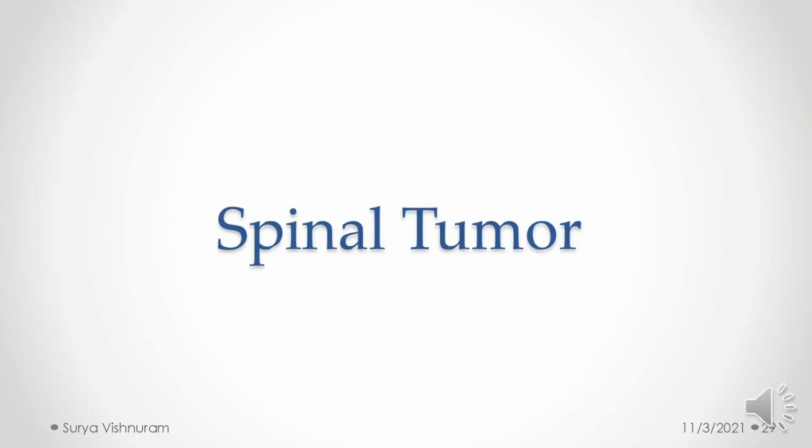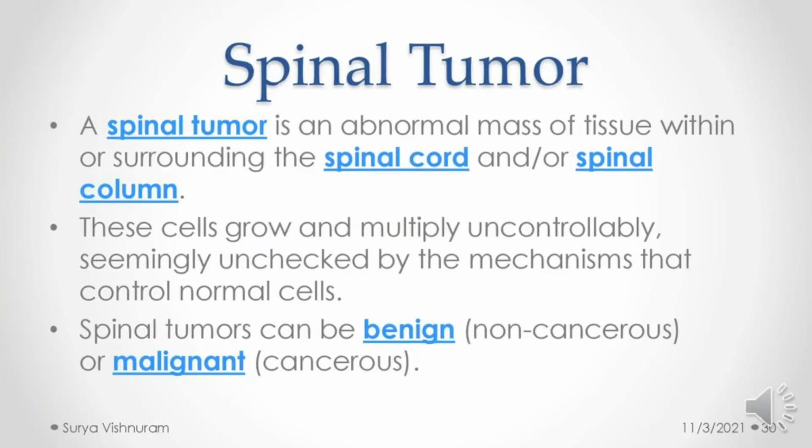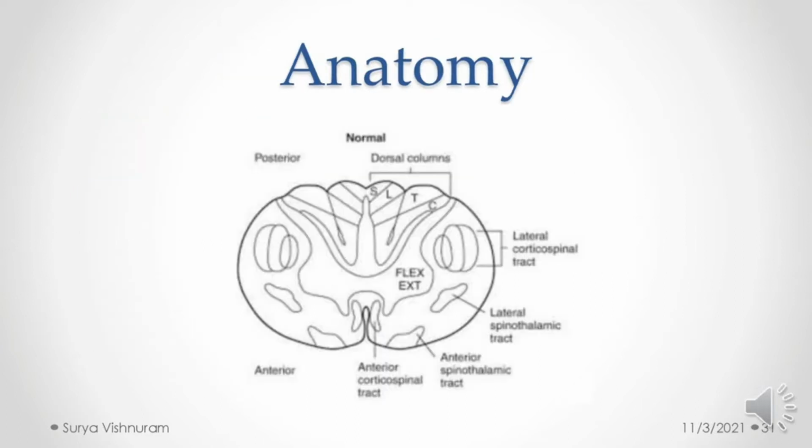Tumor. A spinal tumor is an abnormal mass of tissue within or surrounding the spinal cord or spinal column. Spinal tumors can be benign or malignant. So let us have a brief look at the anatomy.